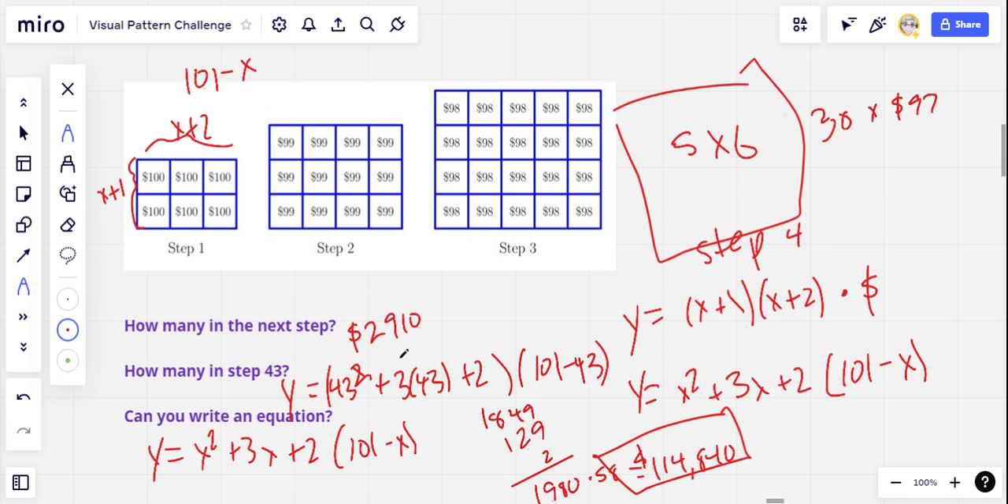Well, how did that go for you? Did you get this 2,910 for step 4? Did you come up with an equation on this one? I think this was pretty involved. Let me know how it went.